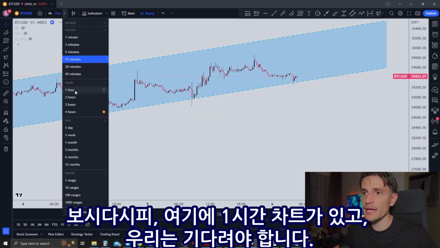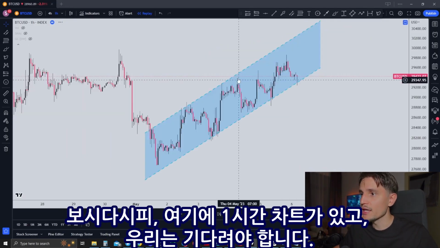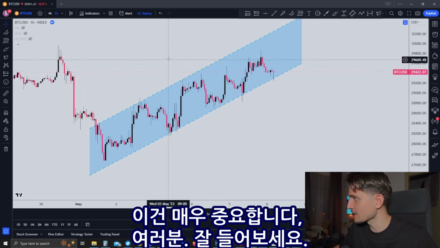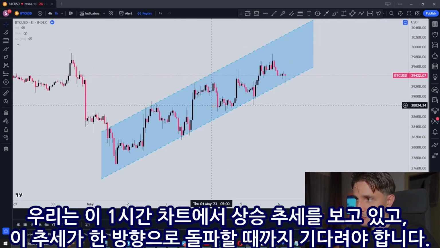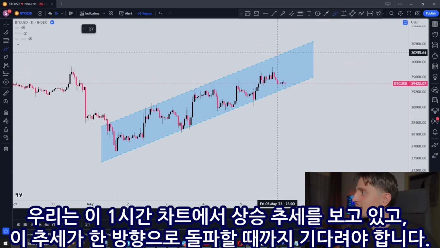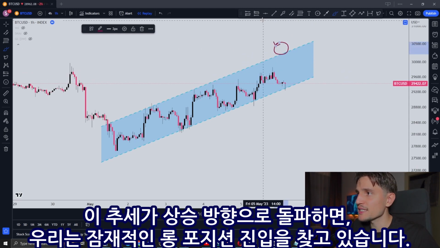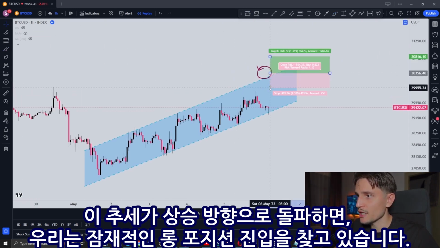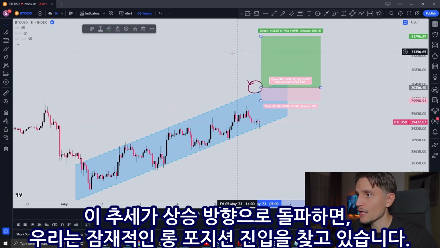So as you can see, we have the 1-hour time frame right here, and we want to wait, right? This is very important, guys. Listen carefully. We have this uptrend right here on the 1-hour time frame, and we want to wait until this trend is breaking into one direction. If this trend is breaking to the upside, we are looking for a potential long entry, right? Because this market structure is breaking into a potential upside.